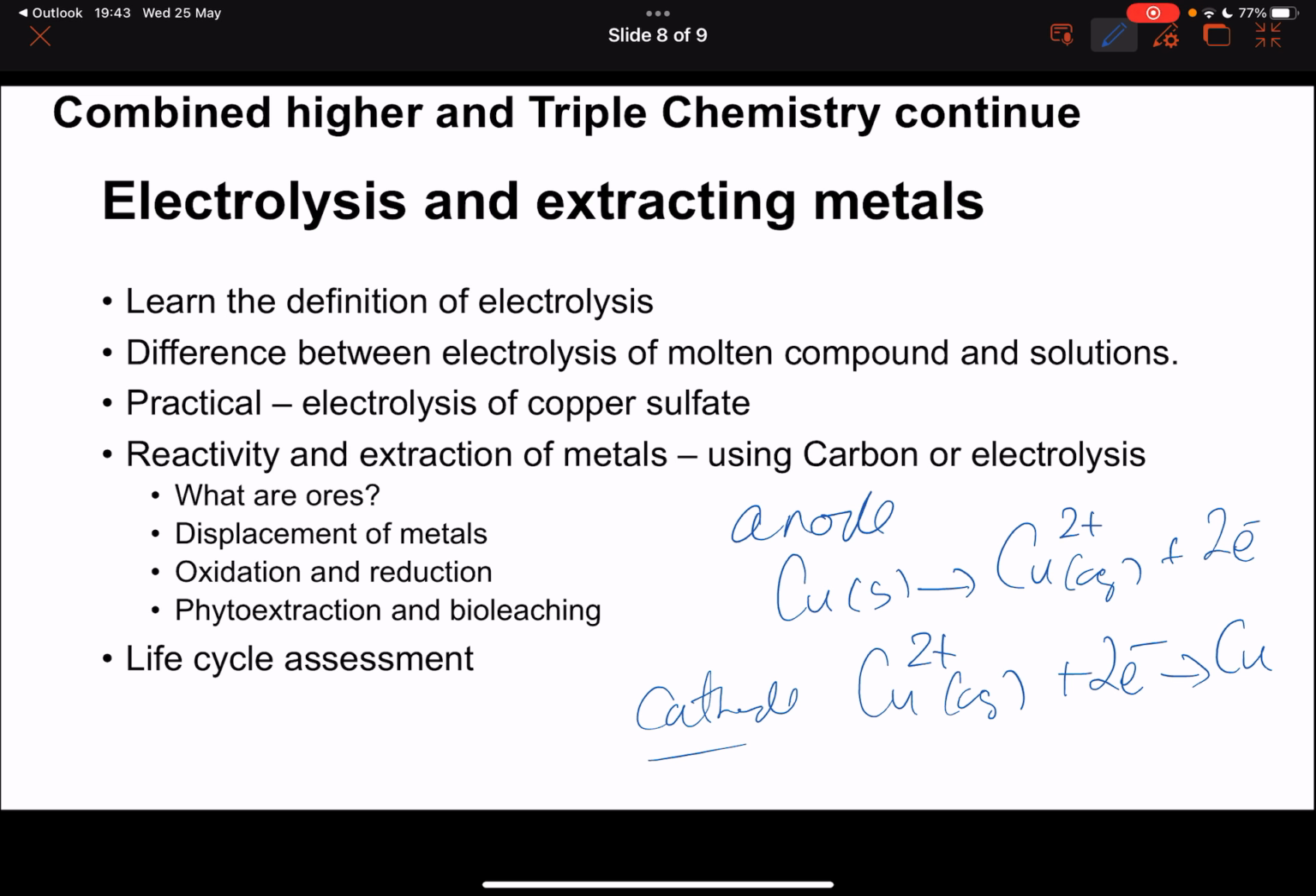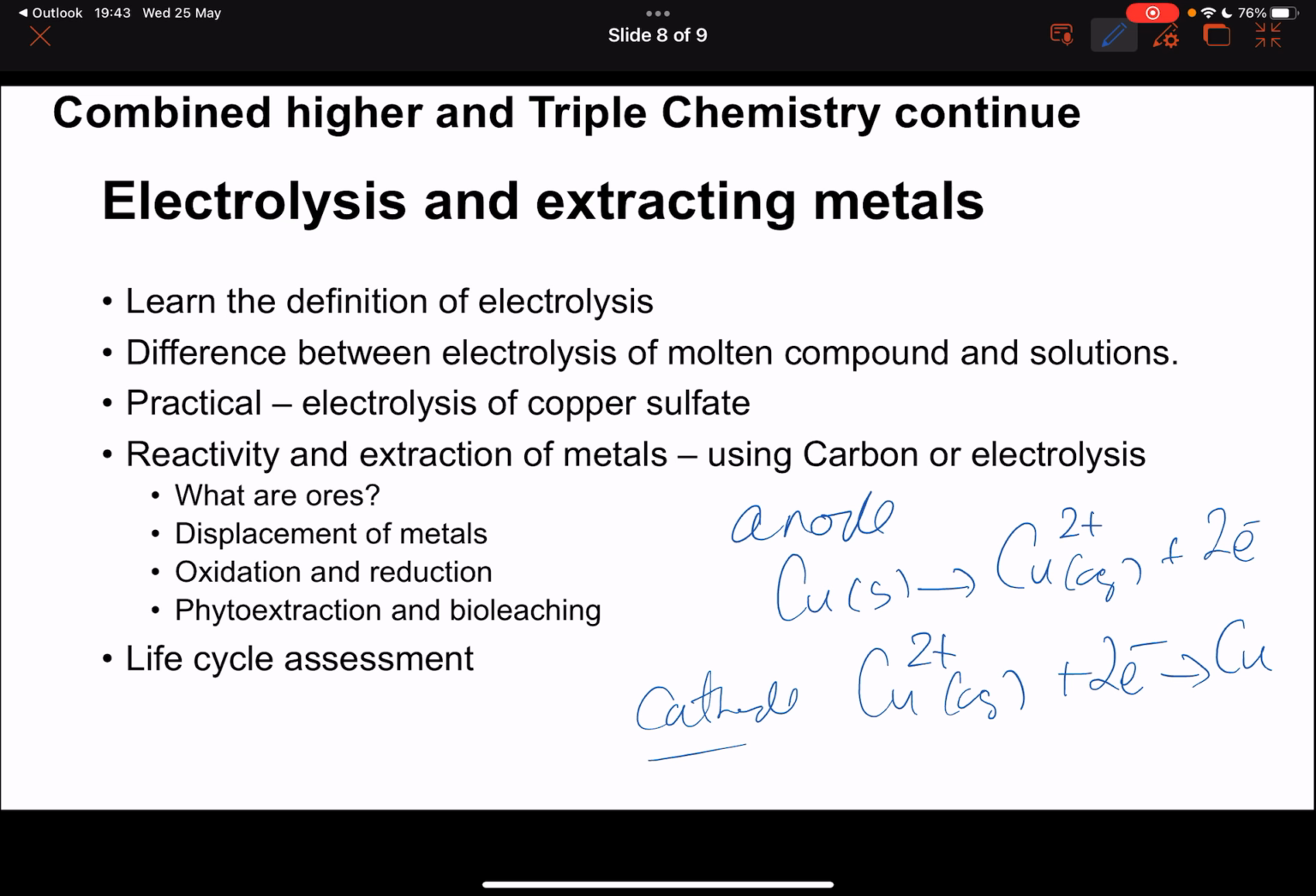Make sure you can draw the apparatus to show electrolysis. You need an electrolyte, you need 2 electrodes, and you need a power supply. Now, oxidation and reduction. So I've already mentioned that the cathode is the negative electrode, reduction happens there. Reduction is gain of electrons, and the anode is where oxidation happens, which is loss of electrons.